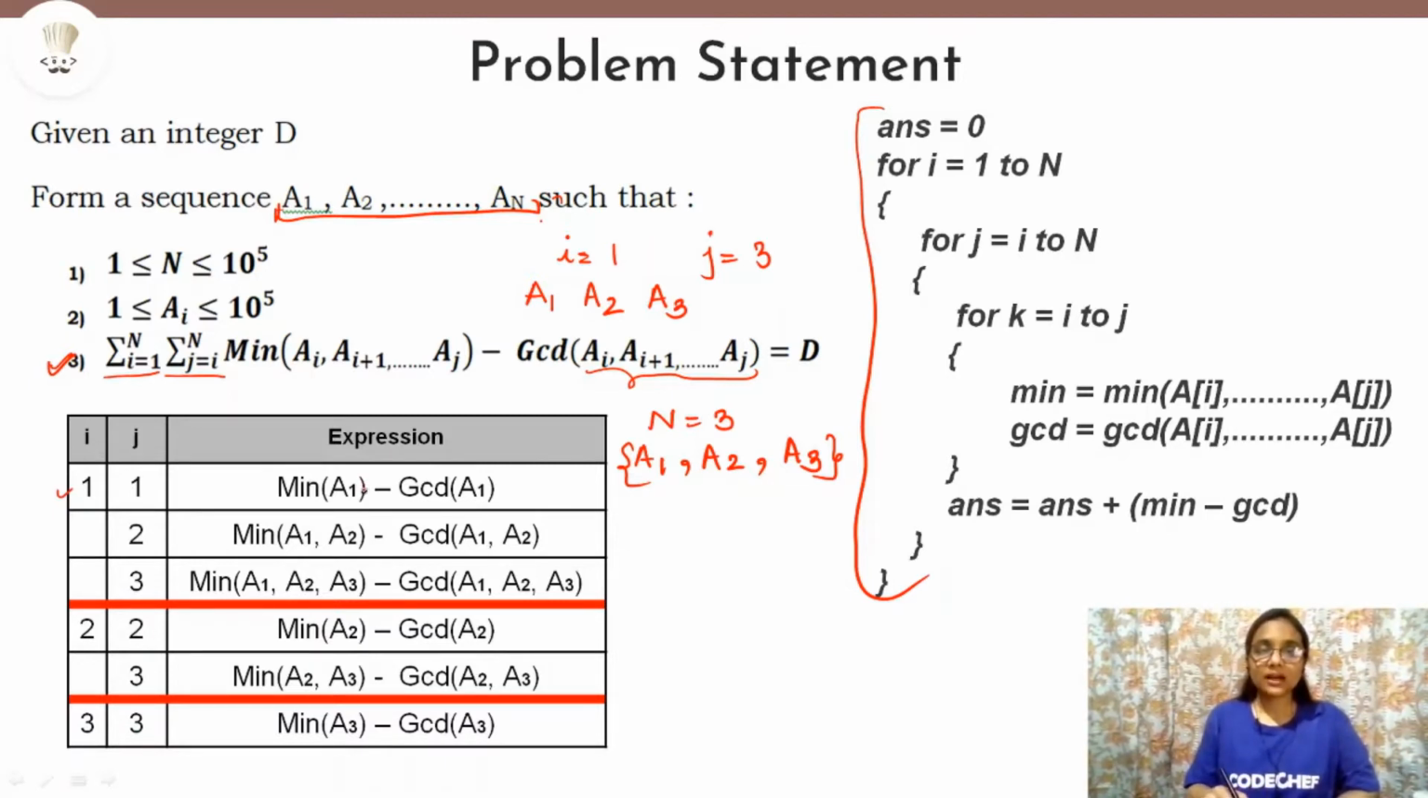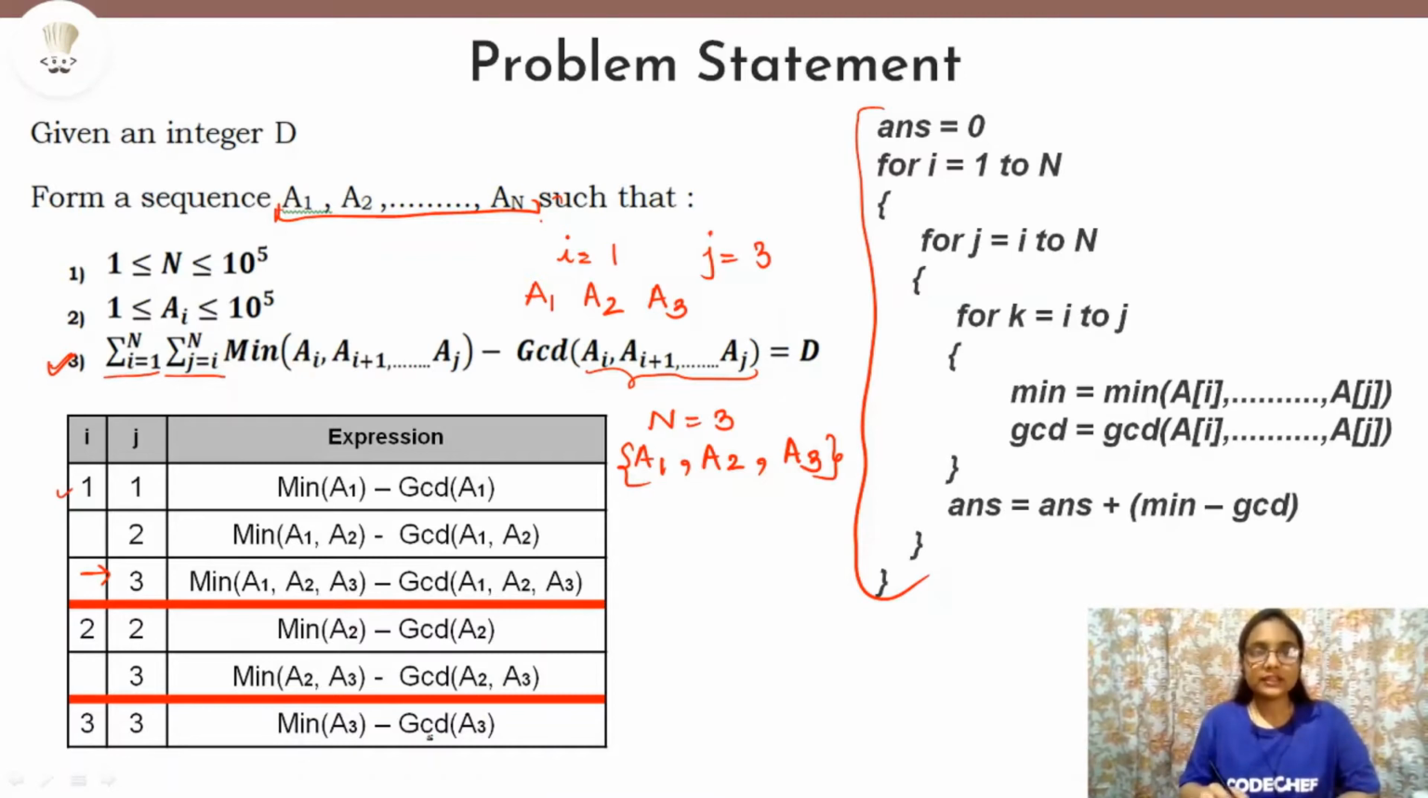And now let's talk about the expression that we are supposed to calculate, that is minimum minus GCD. So minimum of a particular group and the GCD of the same particular group of elements. This group of elements, they are from Ai up to Aj. So here i is 1, j is also 1. So we are calculating the minimum and GCD of only A1. Now if you look at this third one, then you can see that i is 1 and j is 3. So that means Ai up to Aj, that means A1 up to A3. So we are calculating the minimum and GCD of A1, A2 and A3.